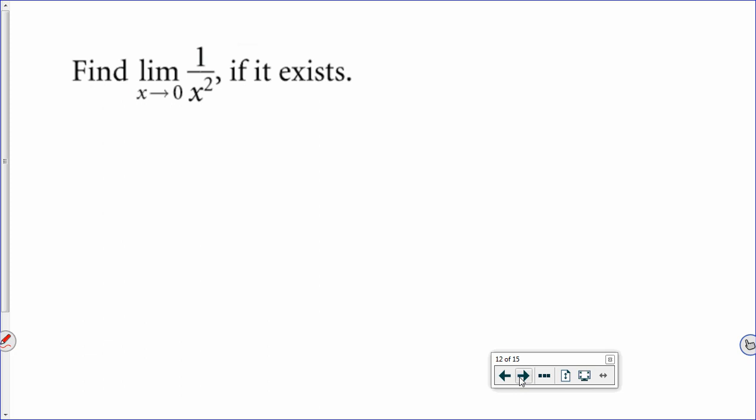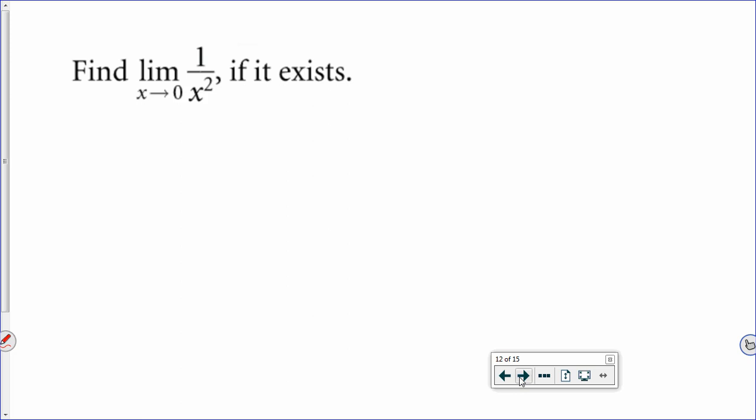So find the limit of this if it exists. So we're looking at this function. We're imagining simplifying it. There's no way to simplify 1 over x squared. I could try making x be 0, and then I realize that's going to give me undefined. So here's a time where I'm going to want to look at the graph, right? So put yourself through those steps.